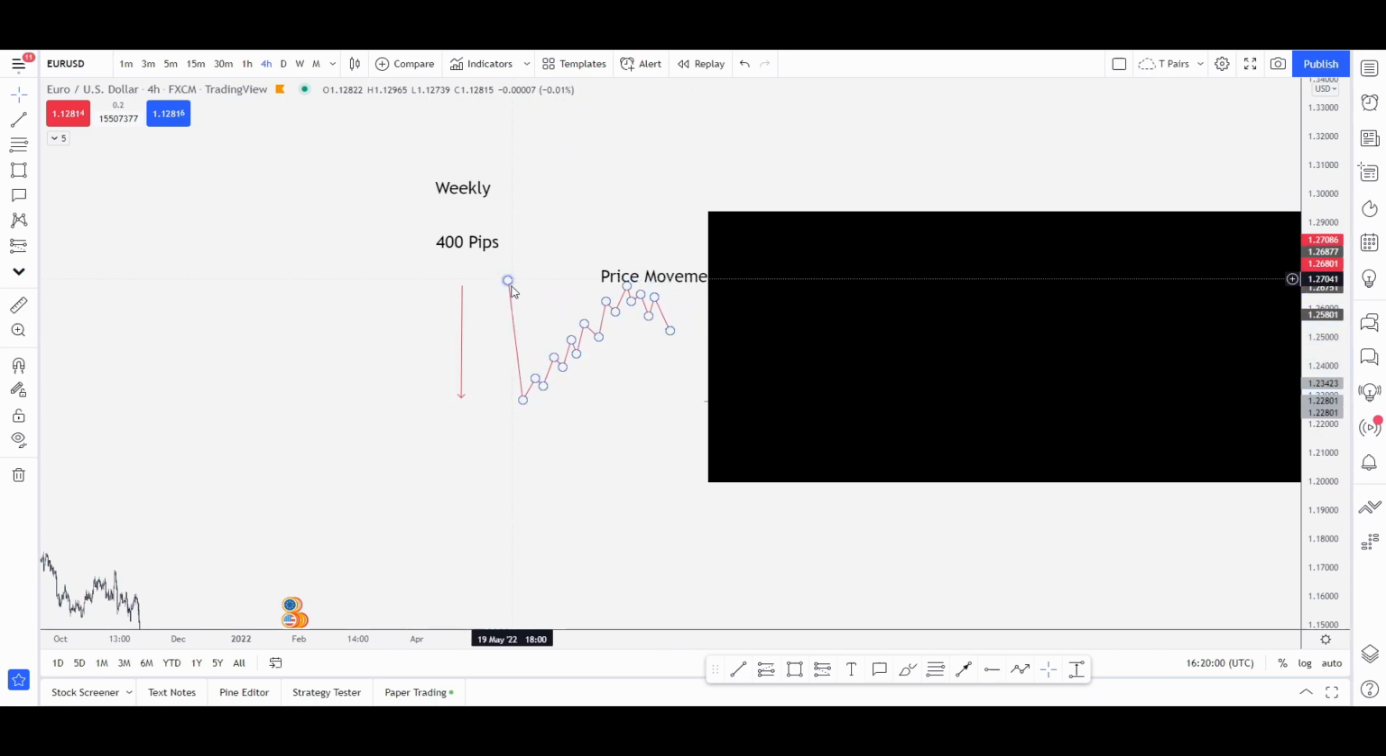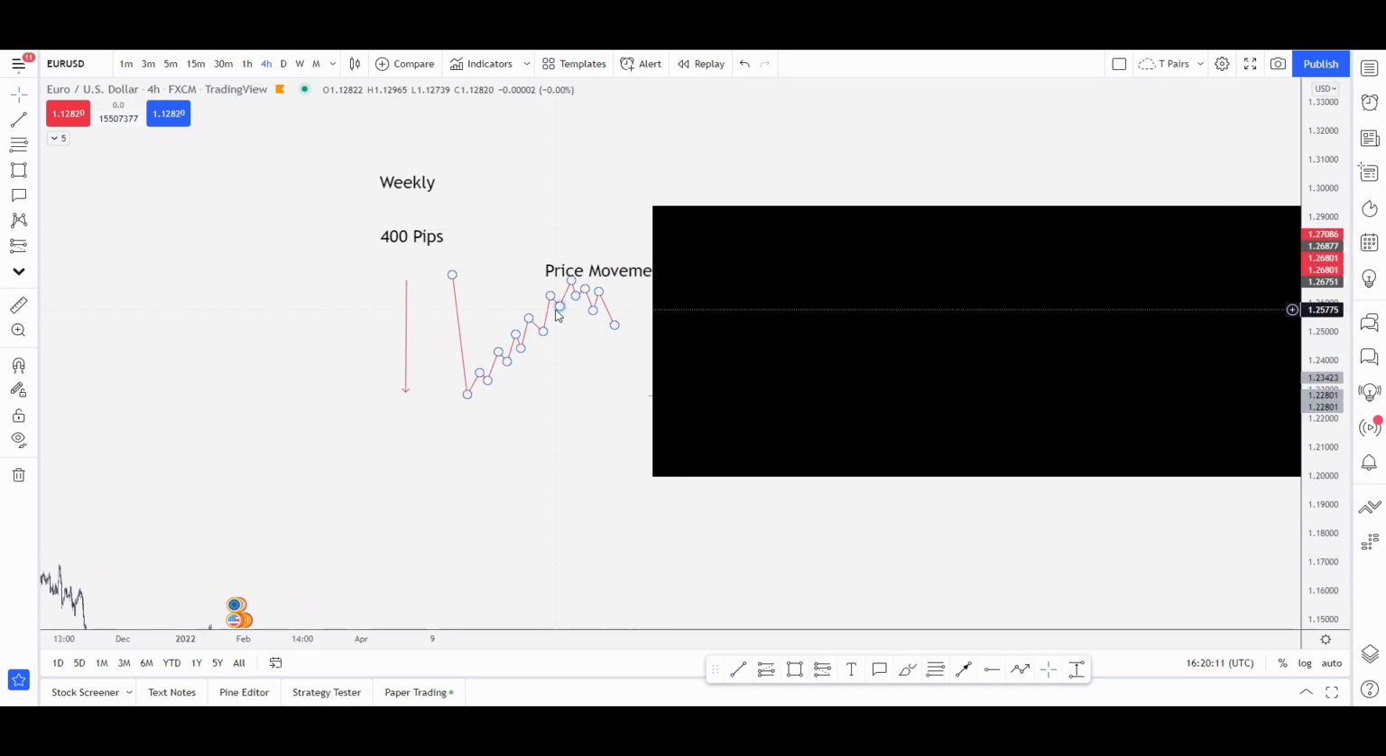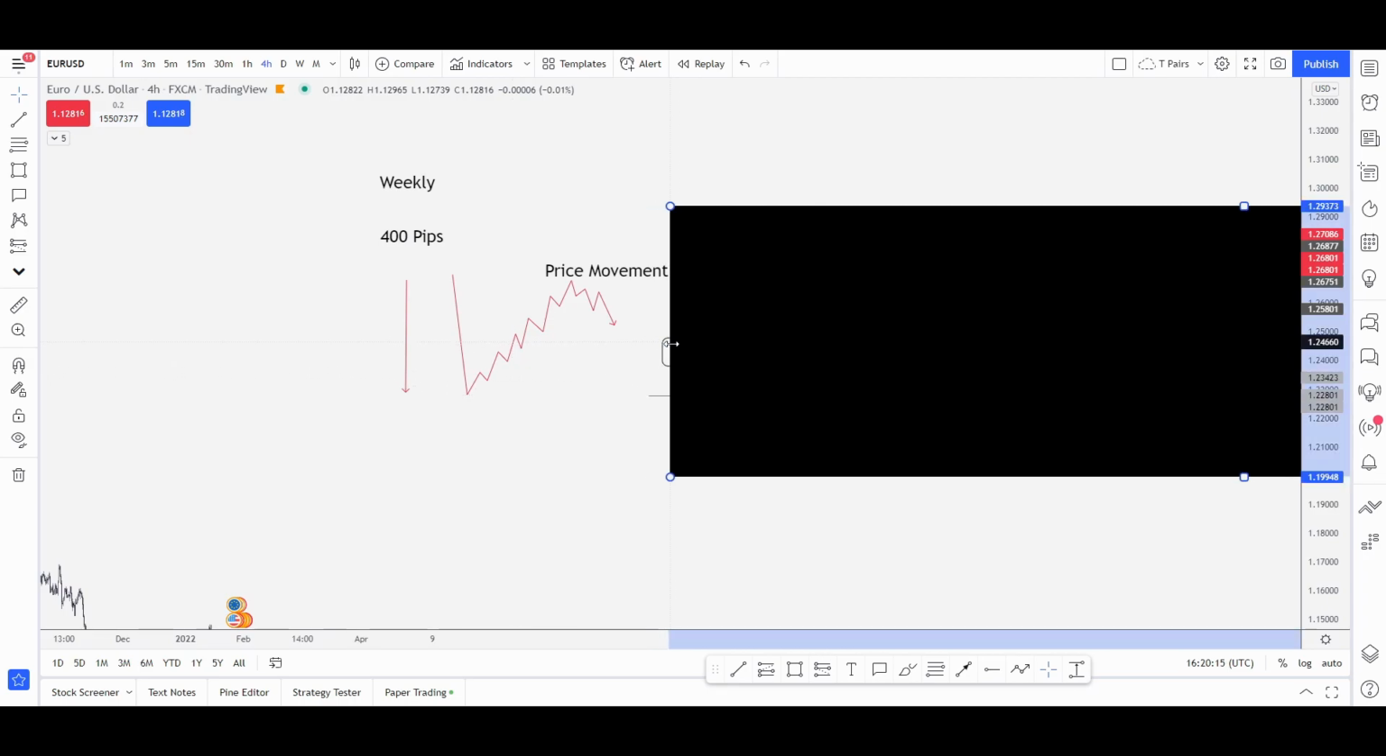So we're looking at a downward market, price is coming down, it's hit a low, and it's slowly worked its way back up, and obviously our point of entry is going to be somewhere up here, just for the example. Alright, so the price movement is going like that, and the whole range is 400 pips, or our target is going to be 400.